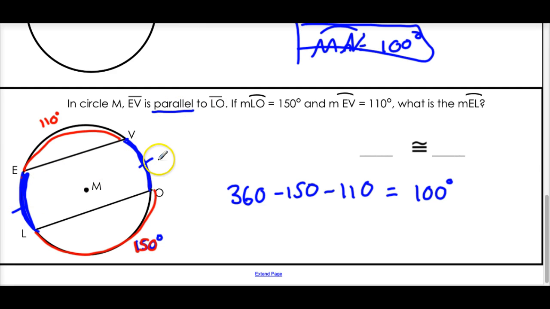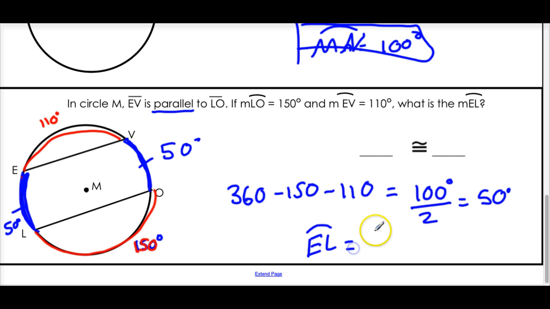What you forgot to do is the crucial final step is this. These two congruent pieces add up to 100 because they're both missing. What I need to do is divide this 100 into 2, and that gives me 50 degrees. So this would be 50, and this would be 50. So my final answer would be EL is equal to 50 degrees. And check this out, if you add these 4 numbers together, 50 plus 50 plus 110 plus 150, what do you get? 360. These two are congruent, and that's how you know you did it right.